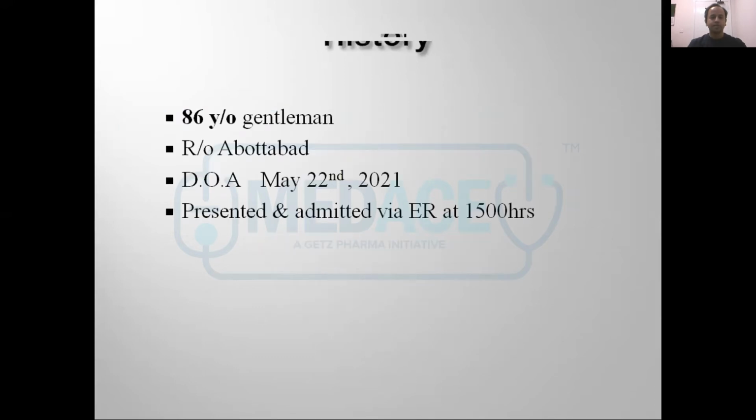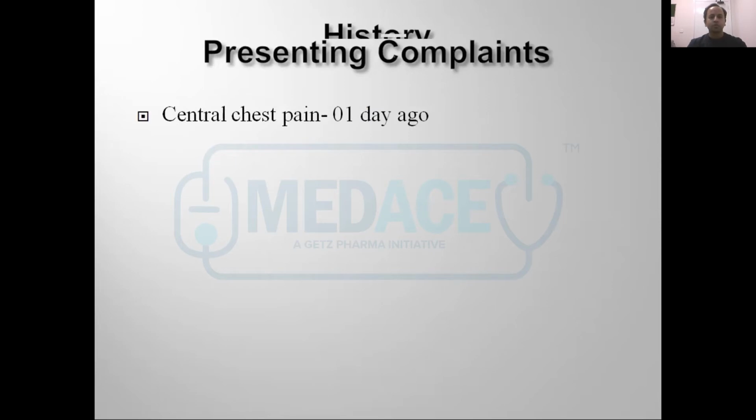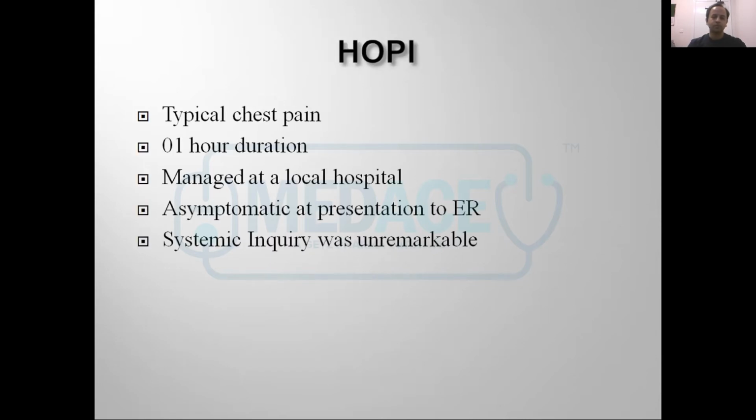So the first case is an 86-year-old gentleman, resident of Faridabad. He presented on the 22nd of May this year, and was admitted via ER in the afternoon. His presenting complaint was central typical chest pain, which happened 1 day ago. The pain was of 1 hour duration, and the patient was initially managed at a local hospital. When he came to us, he was asymptomatic, and the systemic inquiry was unremarkable.